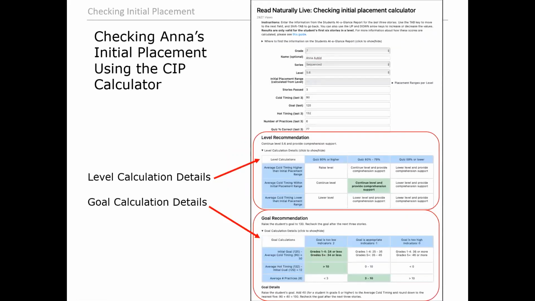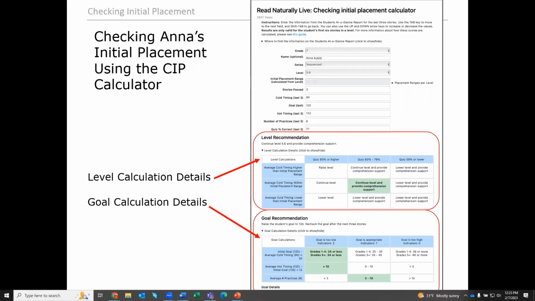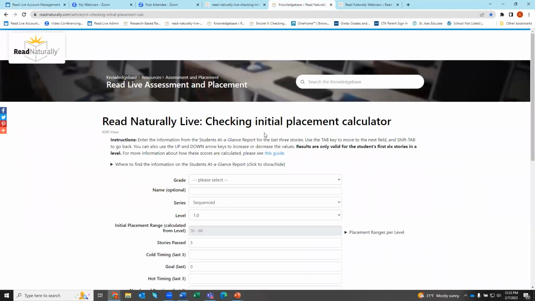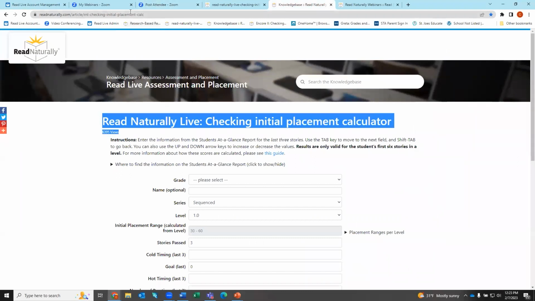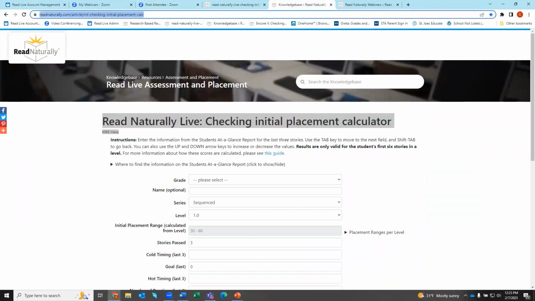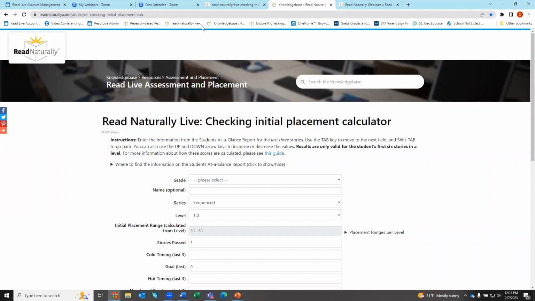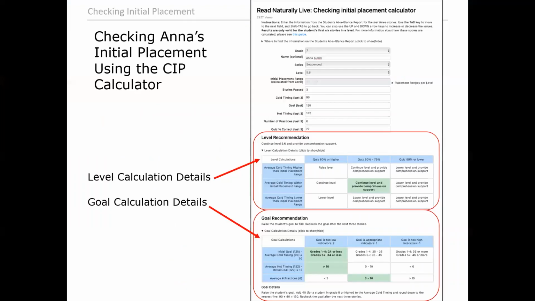So all this information is available on our website. I'm going to just pop over there for a moment so I can take you to this place on our website. Here you can see Read Naturally Live, checking initial placement calculator. And I'm going to send this. Oh, thank you. Christy sent that for me. So that link is in the chat box. So you can utilize that with your students' data.